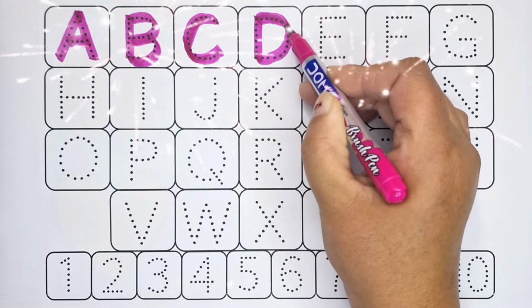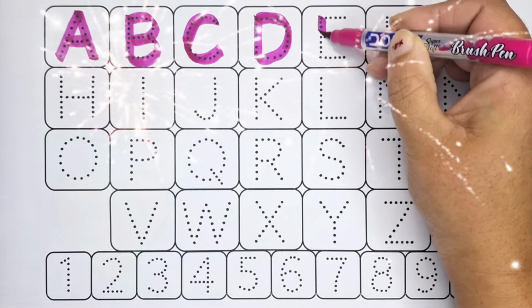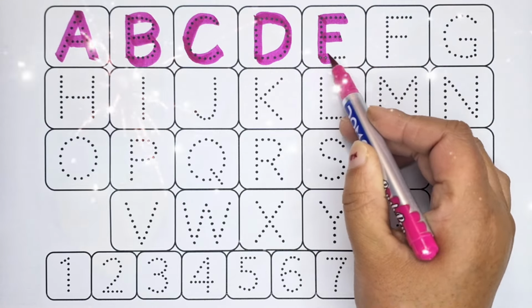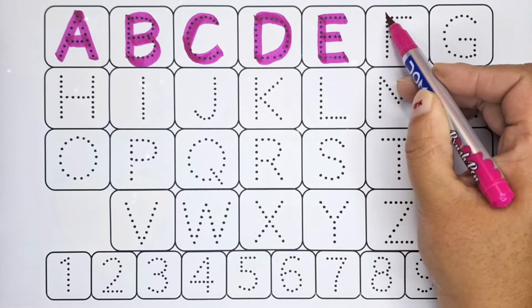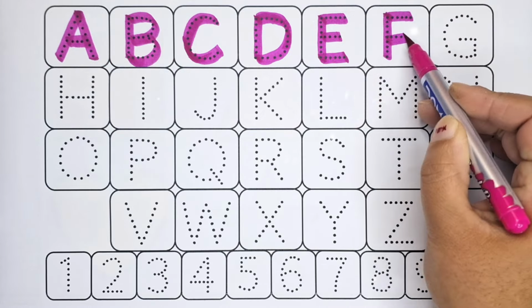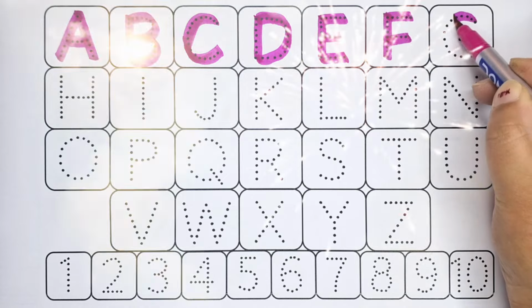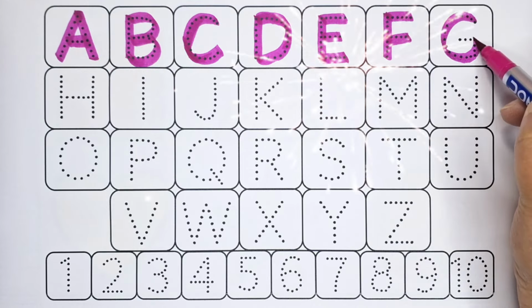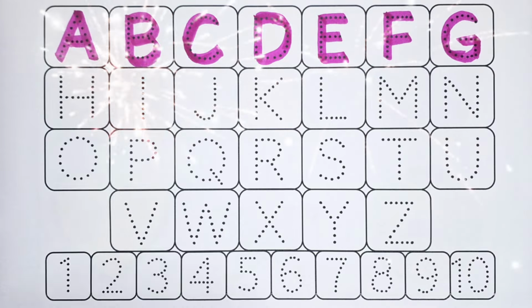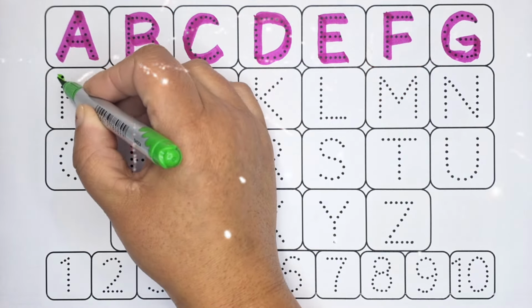D for dolphin. E, E for elephant. E for elephant. F, F for fish. F for fish. G, G for goat. G for goat. Green color.